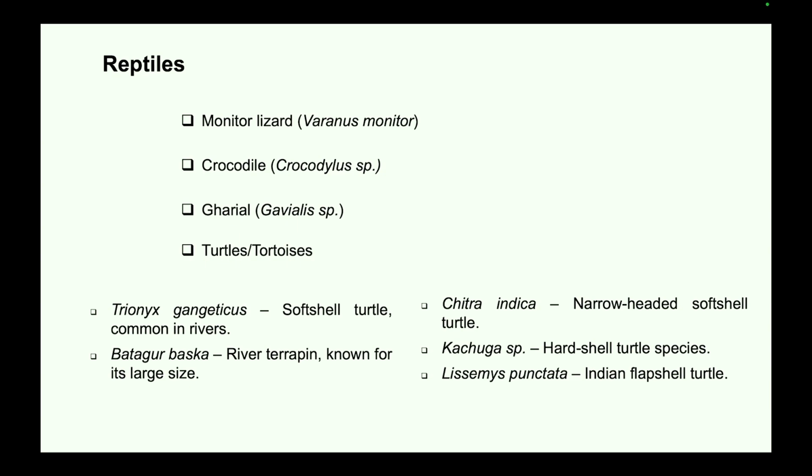Chitra indica, narrow-headed soft-shell turtle. Kachuga species, hard-shell turtle species, and Lissemys punctata, it is Indian flap-shell turtle. A lot of turtle categories have been reported.